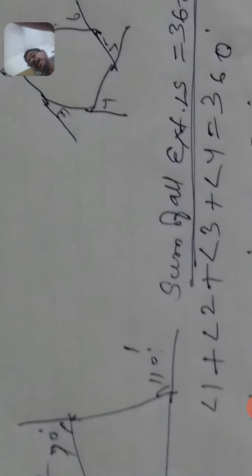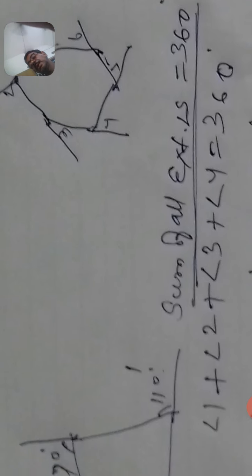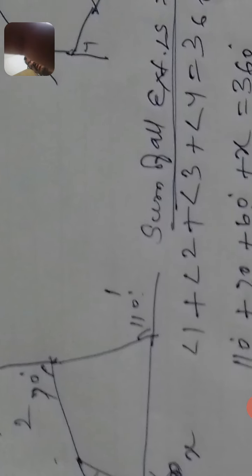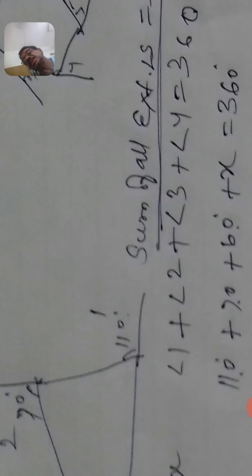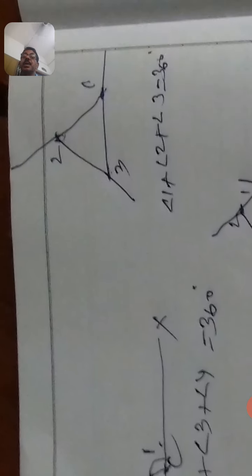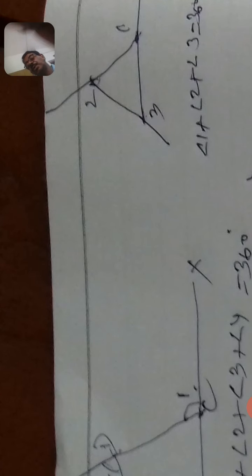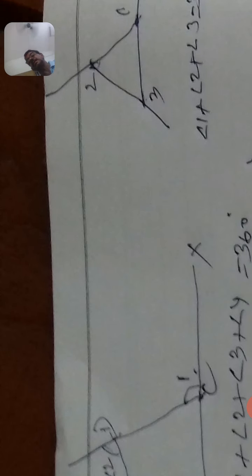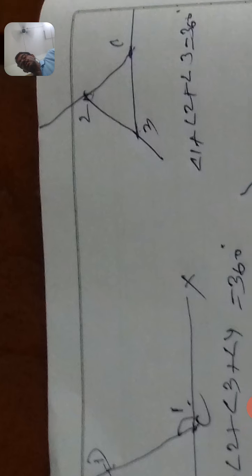Another property is that the sum of all exterior angles of a polygon is 360 degrees. What is the meaning of exterior angle? Suppose this is a triangle. Now if we produce all the sides of the triangle outside, we get angles 1, 2, 3. So the sum of 1 plus 2 plus 3 is 360 degrees.